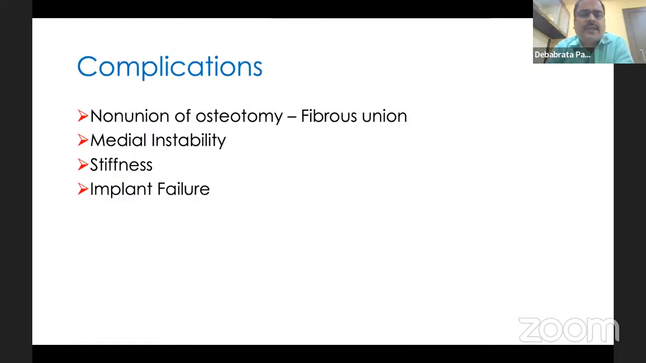The complication in this case is a non-union, as I told. There is fibrous union, which usually doesn't affect the instability. There may be some amount of medial instability, mainly in osteoporotic individuals. There may be stiffness because of the rehabilitation. Usually we allow 2 to 3 weeks, we allow only 50 degrees of flexion for the older individuals because of presence of osteoporosis, and there may be implant failure if we are using a screw fixation.